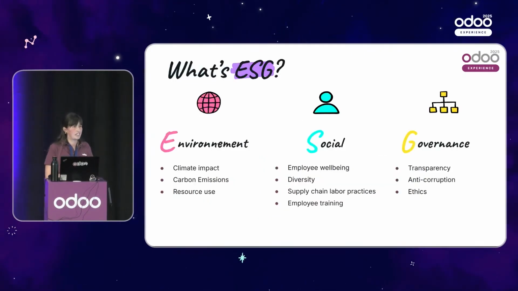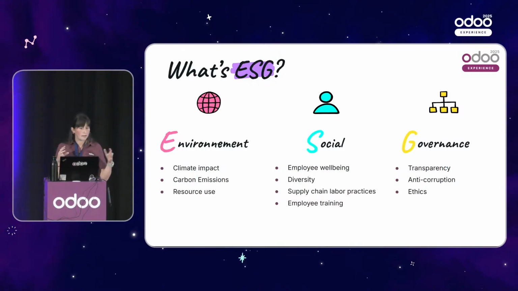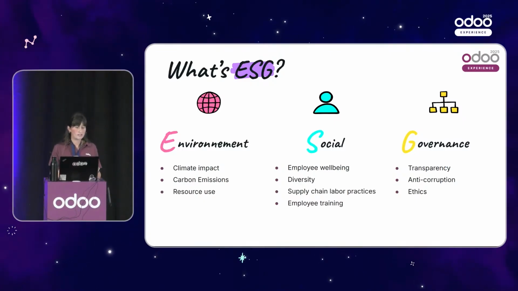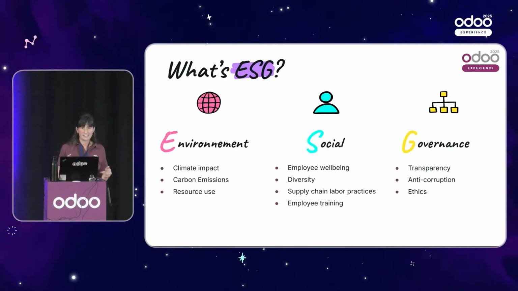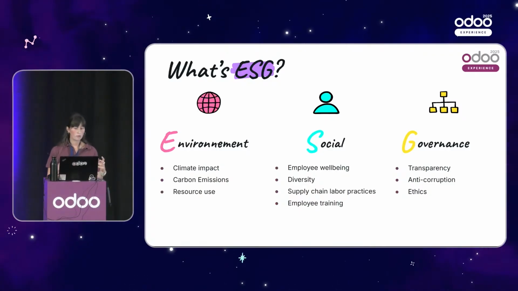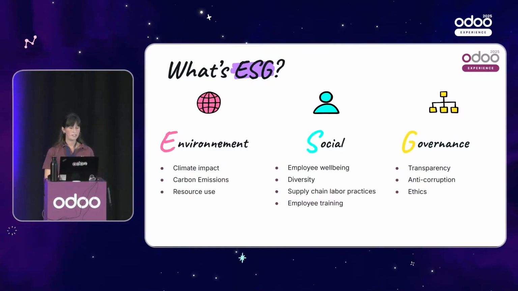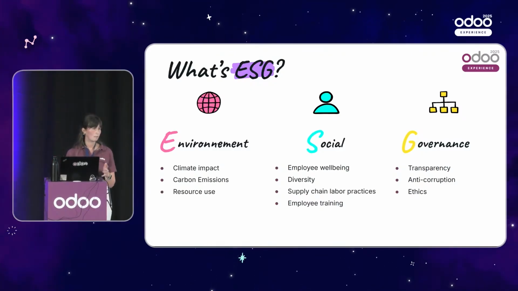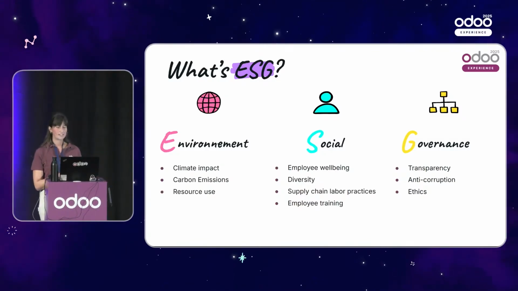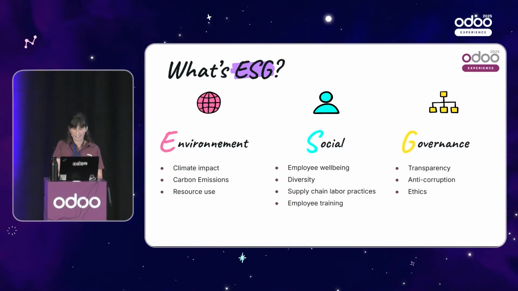So what's ESG? ESG is for the environment, social and governance impact of a company. By environment we are talking about climate change, pollution in general, resource use, carbon emission, biodiversity and so on. For the social side, we are talking about employees, like employee well-being, diversity, but also training and opportunities to grow inside your company, and supply chain labor practices. And finally, the governance side. This is all about transparency, anti-corruption and ethics in general.